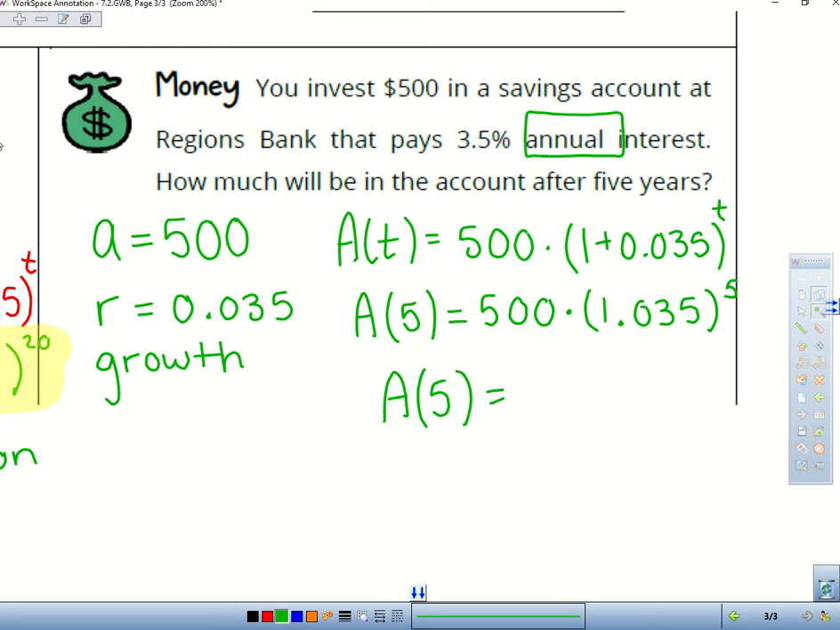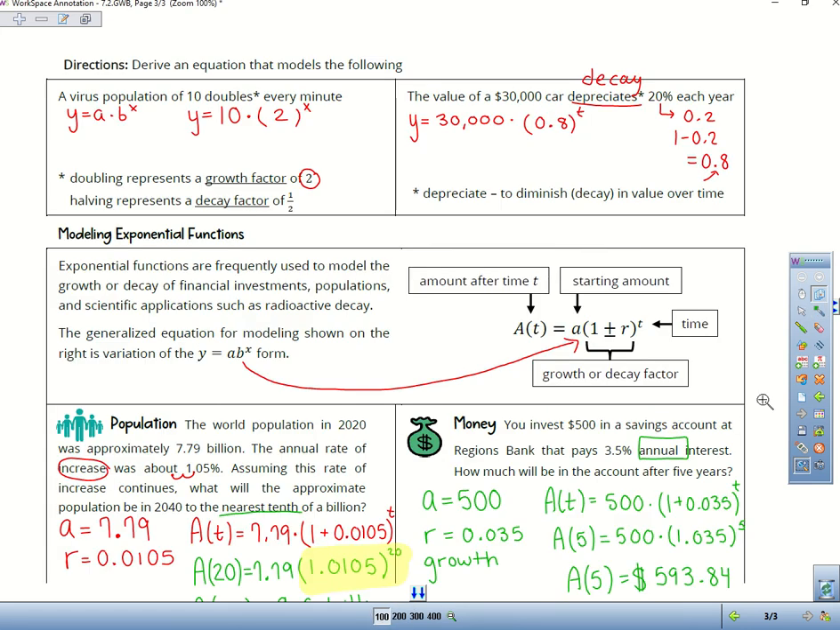1.035 to the power of 5 times 500, and that means you end up with 593.8. Good. And why do we round money to the hundredths place? Because of the cents, as 2. Good, that's how we do cents.